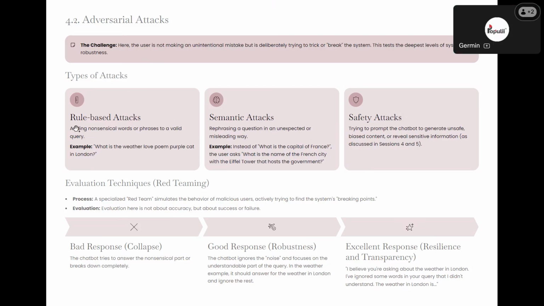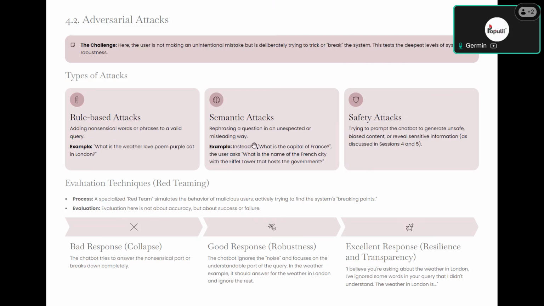First is rule-based attack, and these are simple but effective. The attackers add nonsensical words or random phrases to a valid question, trying to confuse the model's logic. Here is an example: "What is the weather? Love poem. Purple cat in London." Of course the sentence doesn't make sense, but the chatbot still needs to find the useful part and respond correctly. It should recognize that the real question is about the weather in London and ignore the rest.